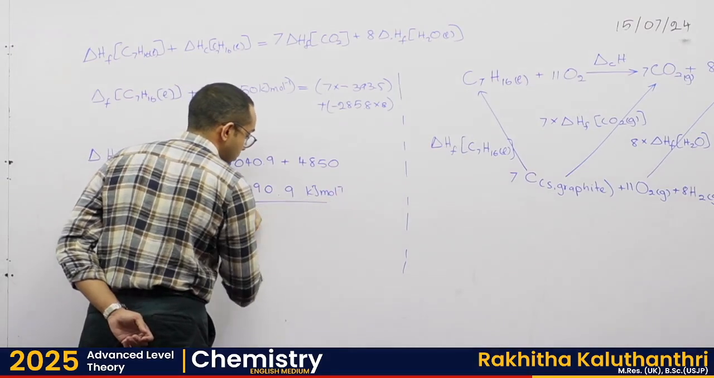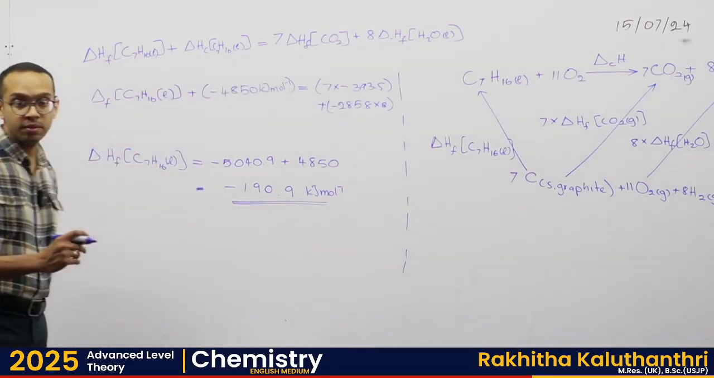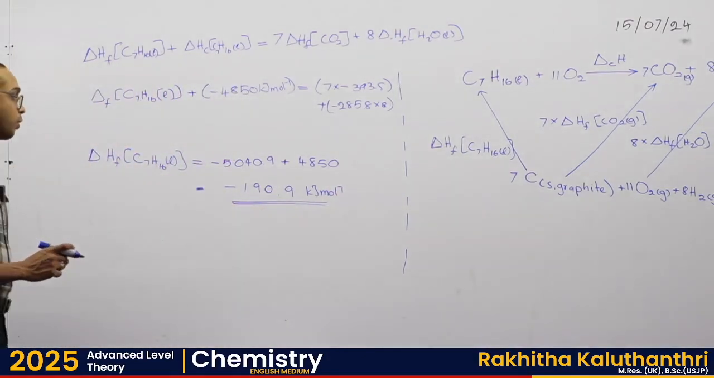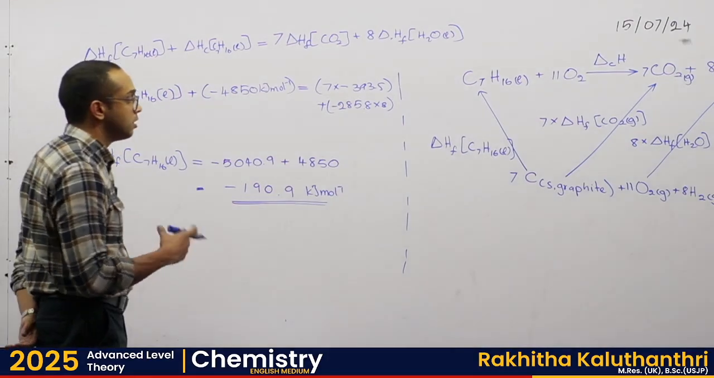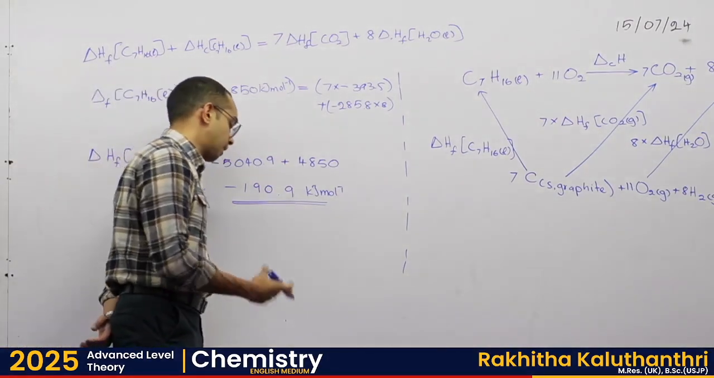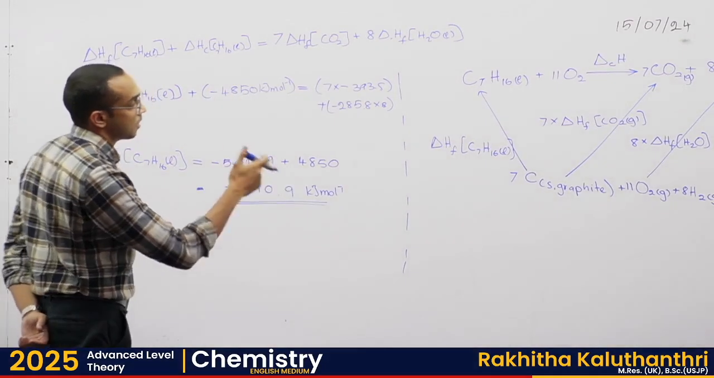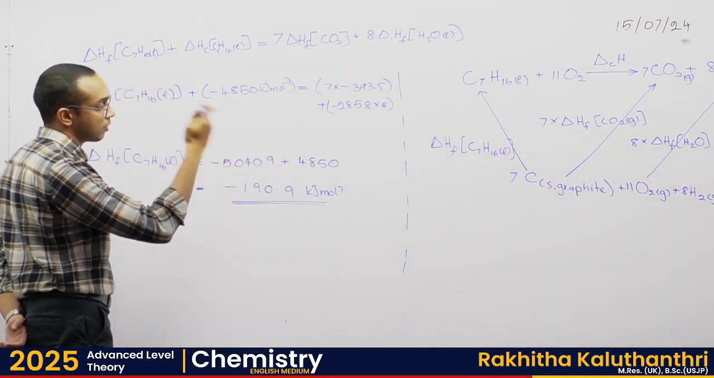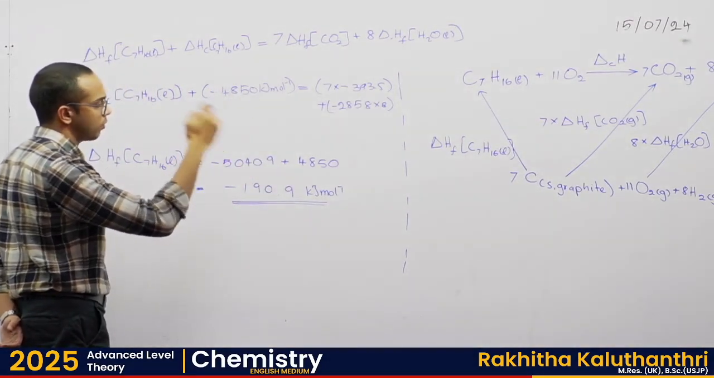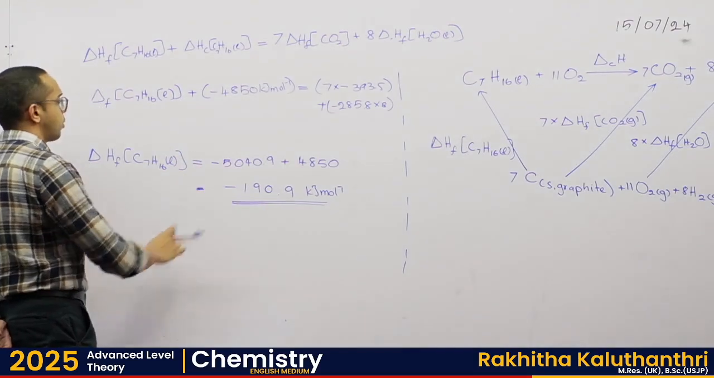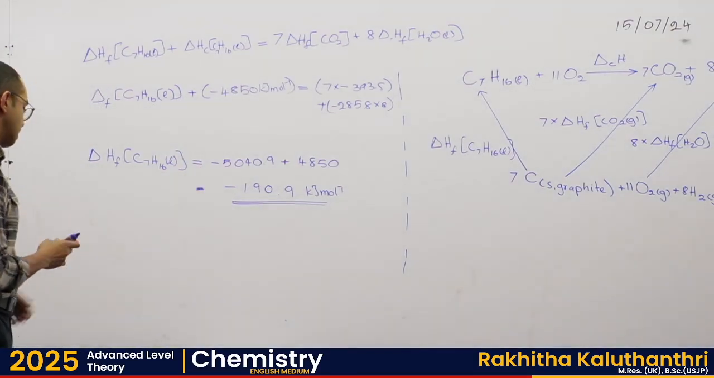Anyone got to this value? Very good, right? So if you have gotten to this value, that means you have drawn the Hess cycle correctly, and you have not missed the multiplications. There were 7 carbon dioxide and 8 water molecules. You have not missed any multiplication. If you have gotten to this answer, answer is this.